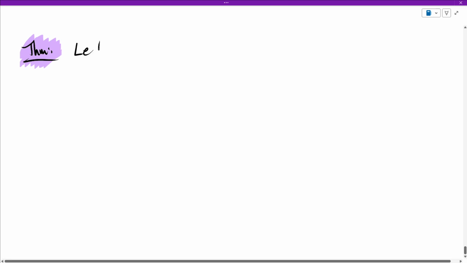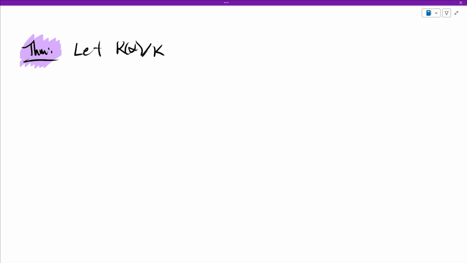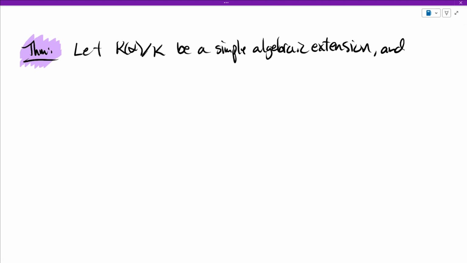Okay, we've just dealt with simple transcendental extensions. In this video, we're going to consider a simple algebraic extension. So let's let k(alpha) over k be a simple algebraic extension. Recall this means that there exists some non-zero polynomial such that when you plug alpha in, you get 0. So let the minimal polynomial of alpha over k be m.